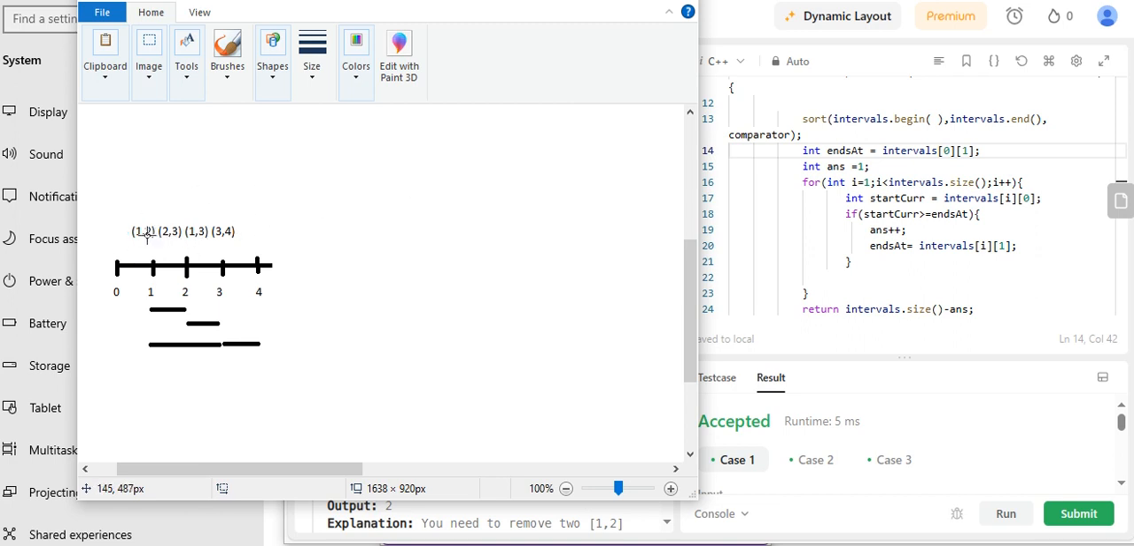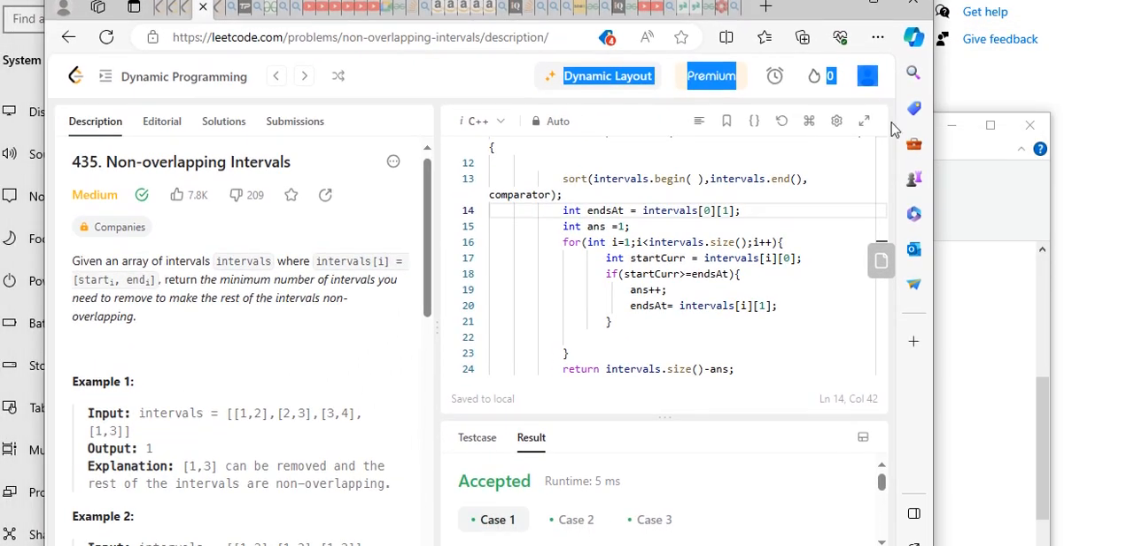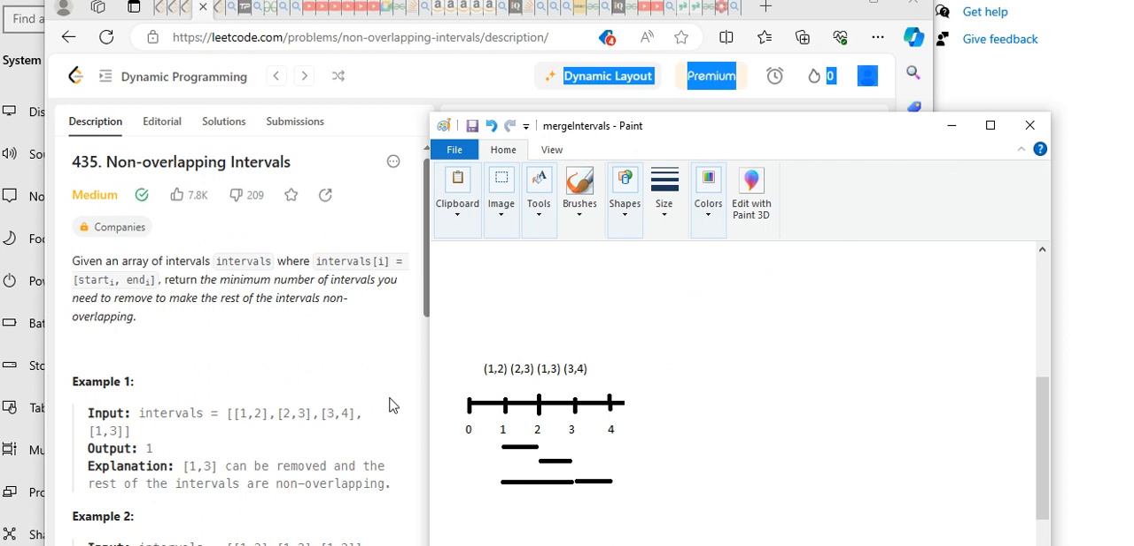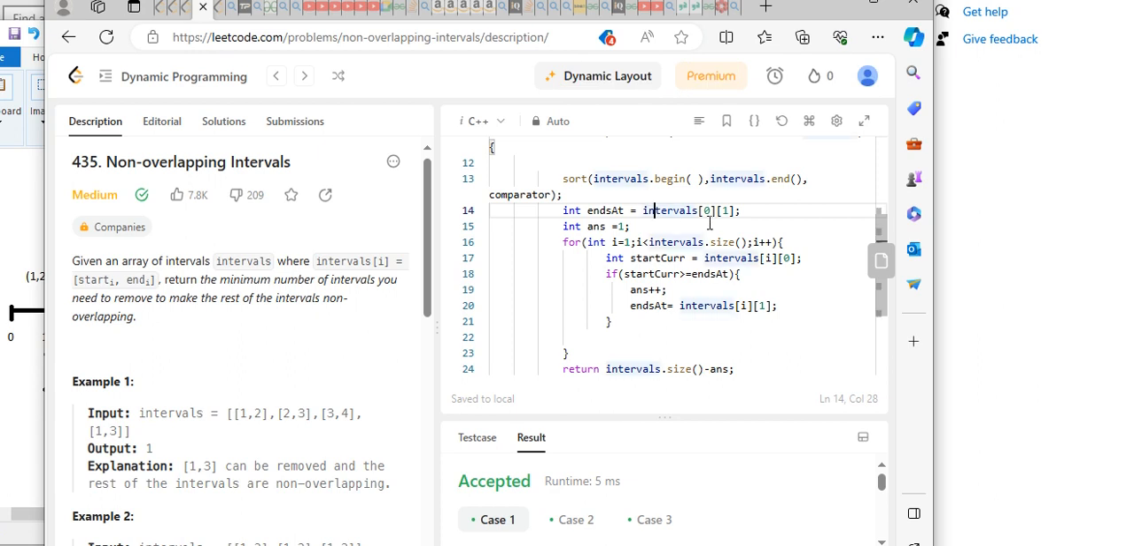So what I've done is I've considered that by default, my first interval is a part of the answer. That means the end time that I'm currently looking at is 2, right? So this is the example that I'm working with, the first example in here: 1, 2, 2, 3, 3, 4, 1, 3. Obviously I've sorted it according to their end times. See, 1, 2, 2, 3, 1, 3, 3, 4. So I've sorted them according to their end times, and now we are working on the logic. So by default, the first one is a part of my answer, so my end is at 2.